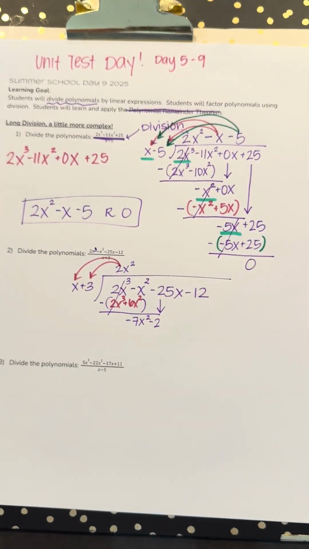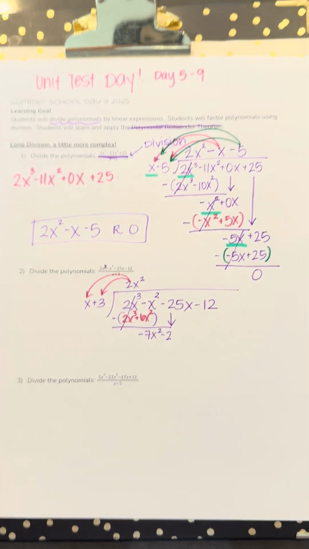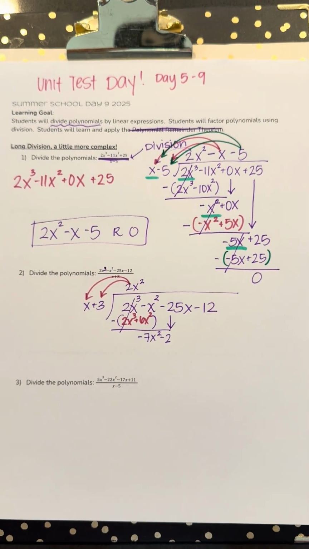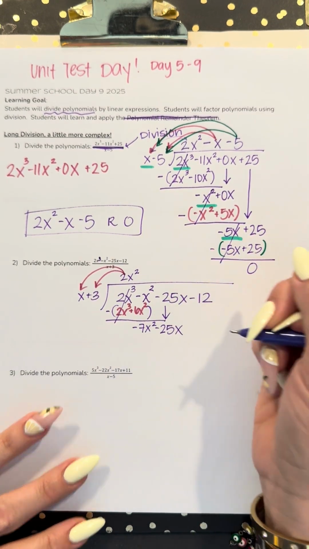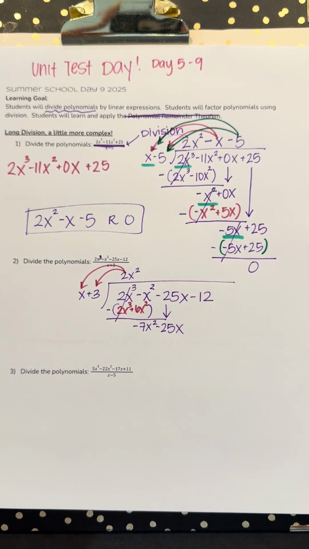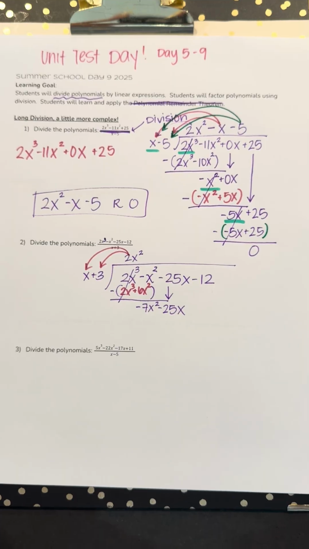Oh no, sorry about that. Phone fell out of the mount. So from right there, bring down my negative 25x. Okay, let me adjust this real quick.